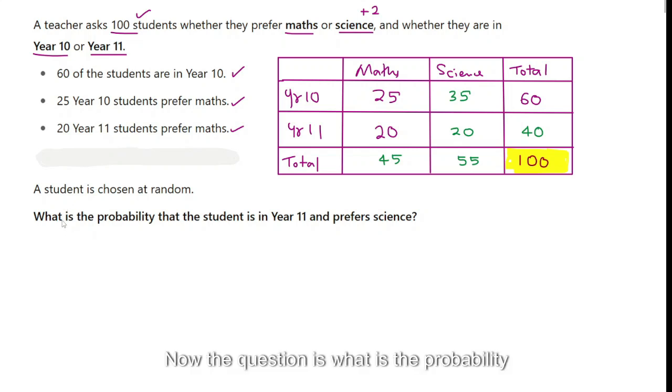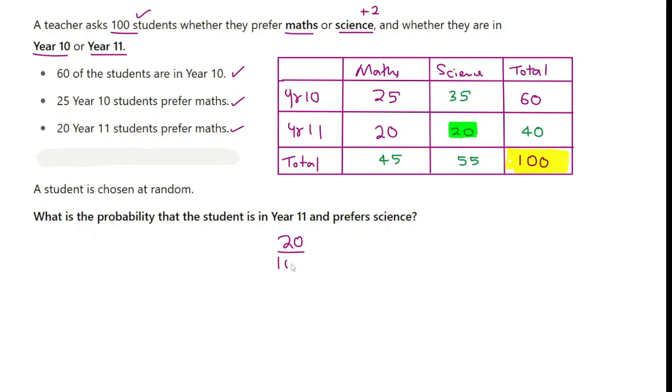Now the question is, what is the probability that the student is in year 11 and prefers science? So science and year 11. So that is 20. So the probability is 20 over total of 100. You don't need to necessarily simplify it, but you can if you want. So that's 1/5 is the answer.